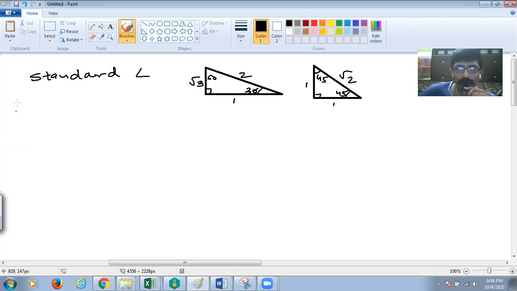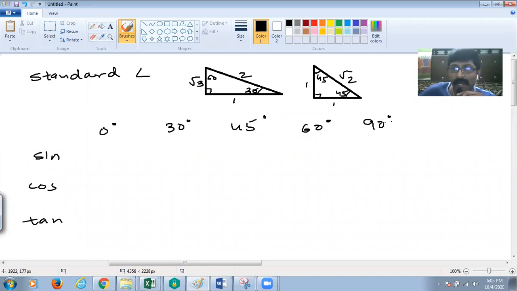Now what we're going to focus on in these sums are the standard angles: what is the sine value, what is the cos value, and what is the tan value. And we'll also learn the standard angles, like 0 degree, 30 degree, 45 degree, 60 degree, and 90 degree. And I'll try to give you one trick, a best tip for this table. First of all, we'll understand the basic things. Suppose I want to find sine 0, so sine 0 is basically 0. Then sine 90 is basically 1.